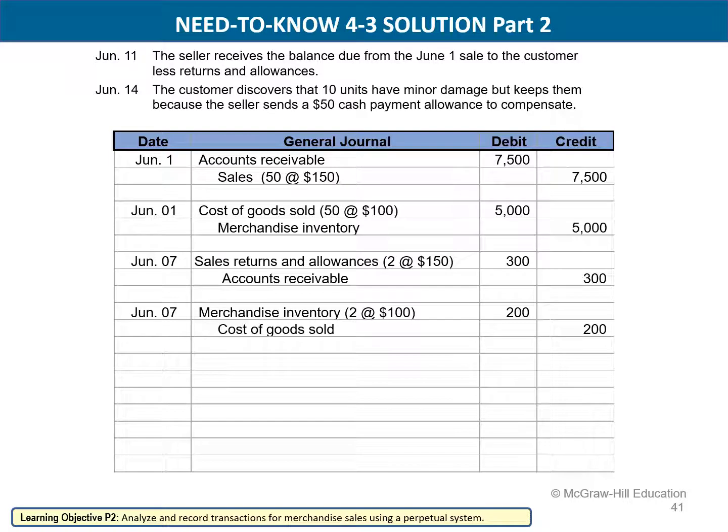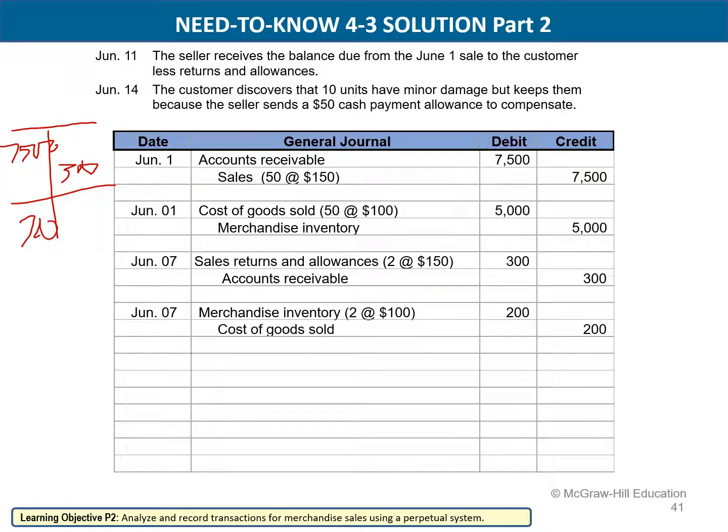Right, then on June 11th, the seller receives the balance due from the June 1st sale. So there were credit terms, right, of 2/10/30, I believe. And so they paid us within 10 days. So we need to record the transaction to collect the money. And so our accounts receivable balance, we started with $7,500, but we've returned $300, right? So we have a net balance of $7,200.